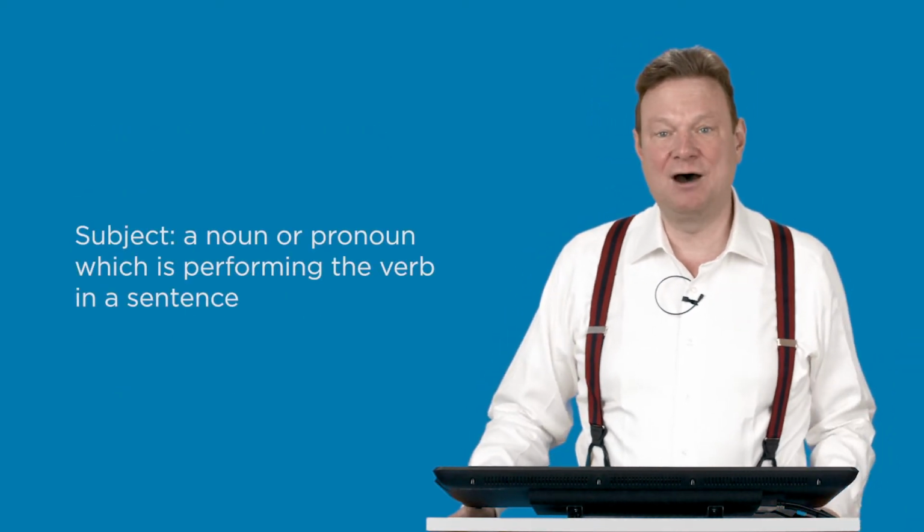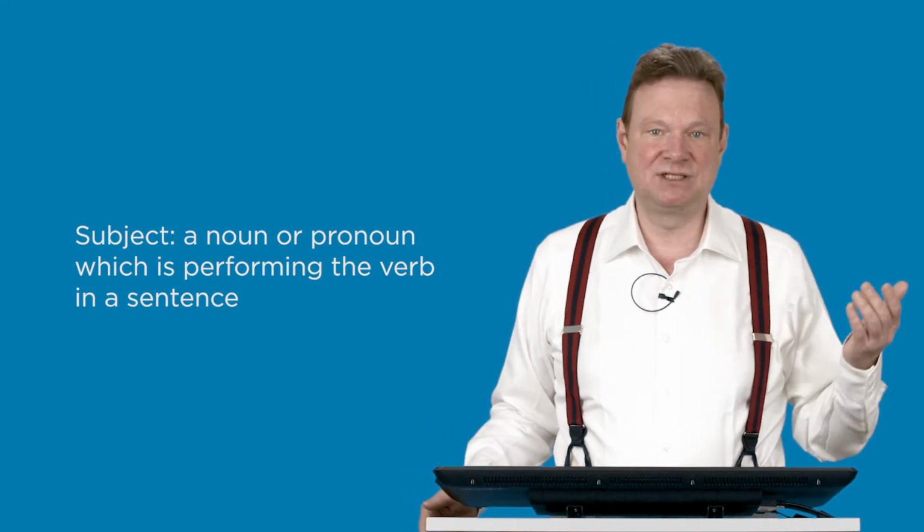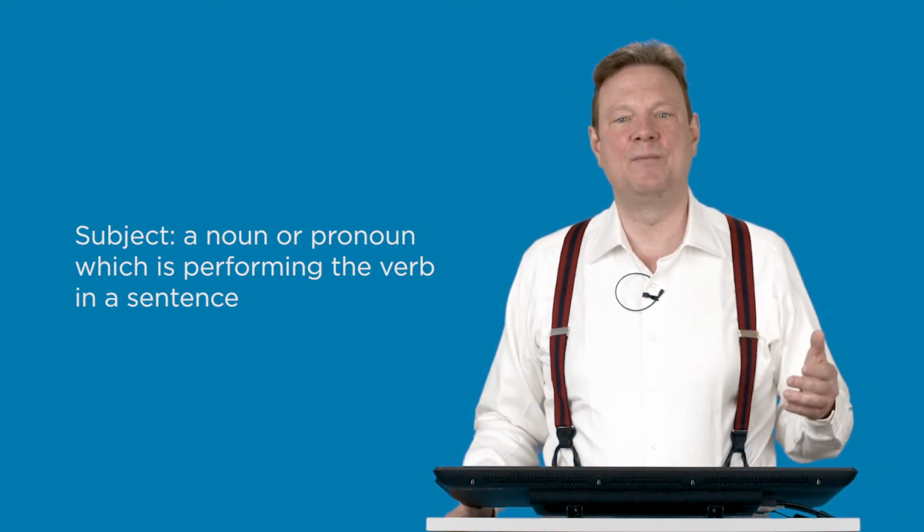The subject is a noun or pronoun which is performing the verb in a sentence. Sometimes this means a subject is doing an action, while other times the subject is performing a to be verb. The predicate is the part of the sentence which expresses what the subject does or is. The predicate generally begins with a verb and then includes the rest of the sentence. Simply put, the subject answers the question, who or what is this sentence about? While the predicate tells us what the subject does or is.